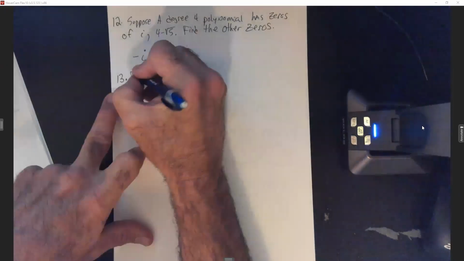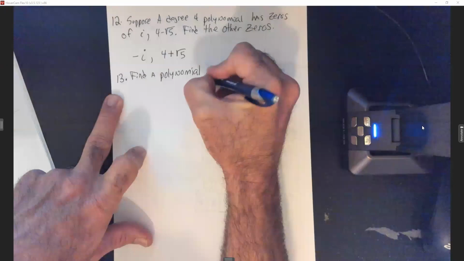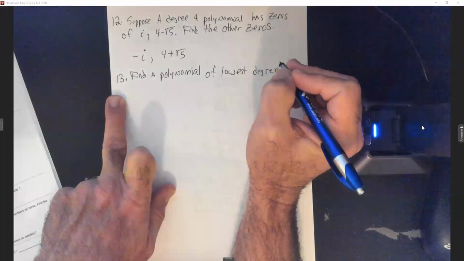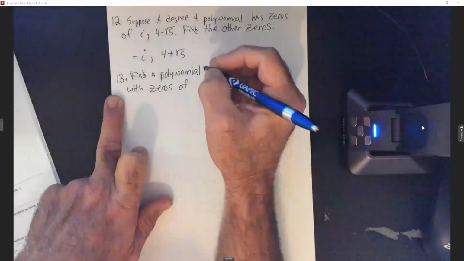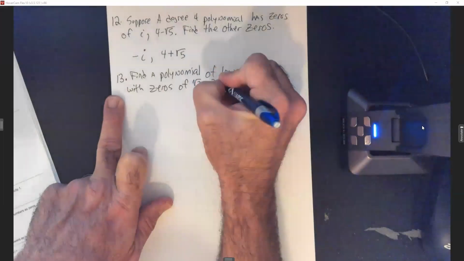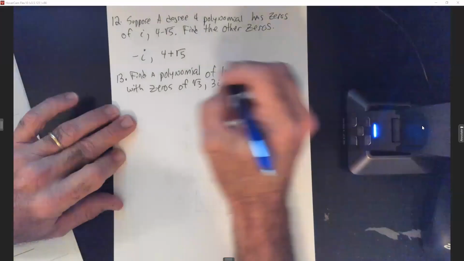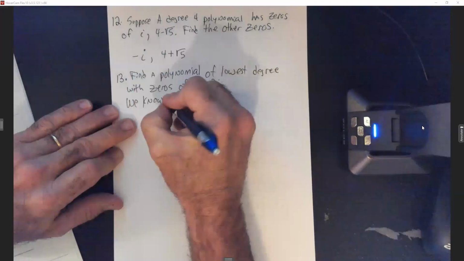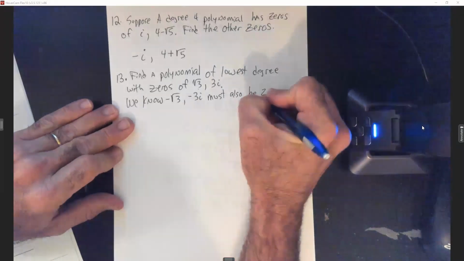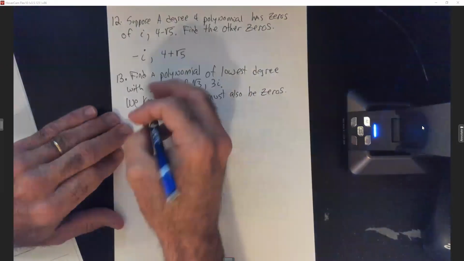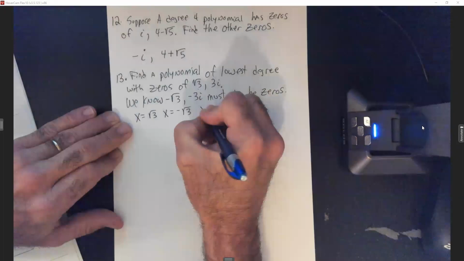All right, 13 says find a polynomial of lowest degree with zeros of square root of 3 and 3i. Well, one thing we got to realize is that if square root of 3 is a 0 and 3i is a 0, then we know negative square root of 3 has to be a 0 and negative 3i must also be zeros. So that my zeros are going to be x equals square root of 3, x equals negative square root of 3, x equals 3i, and x equals negative 3i.